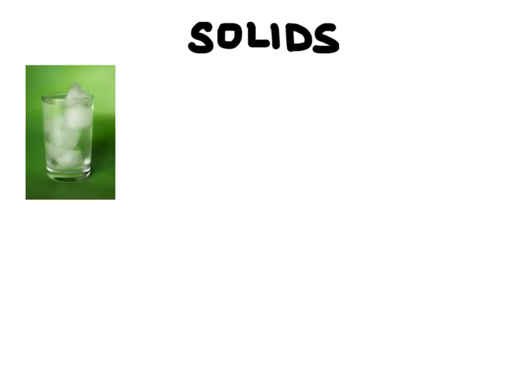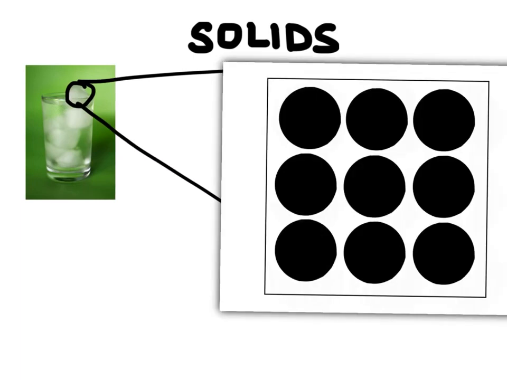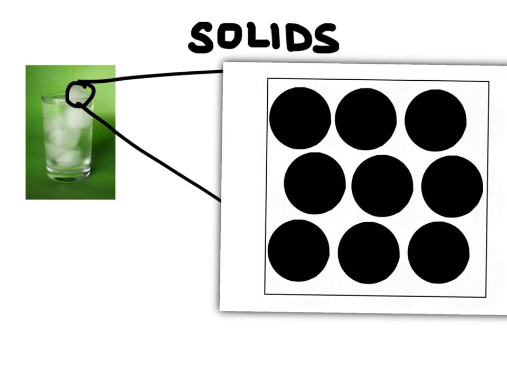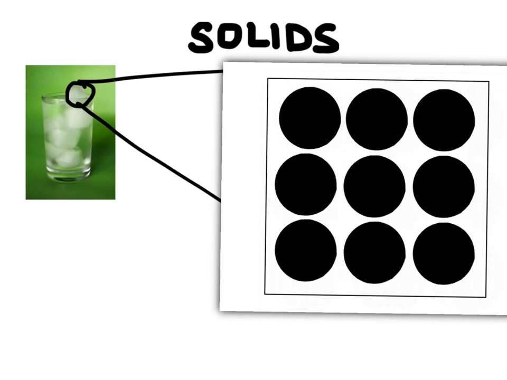So let's start with solids. What we want to do here is zoom in on the particles of a chunk of matter. Let's say one of these ice cubes here in this glass of water. If we could zoom in on these particles, we could see what they're doing. The molecules of water are represented by these little tiny spheres here, and they would just be vibrating in place. They're moving slowly because they only have a little bit of kinetic energy. So solids have a low amount of kinetic energy.